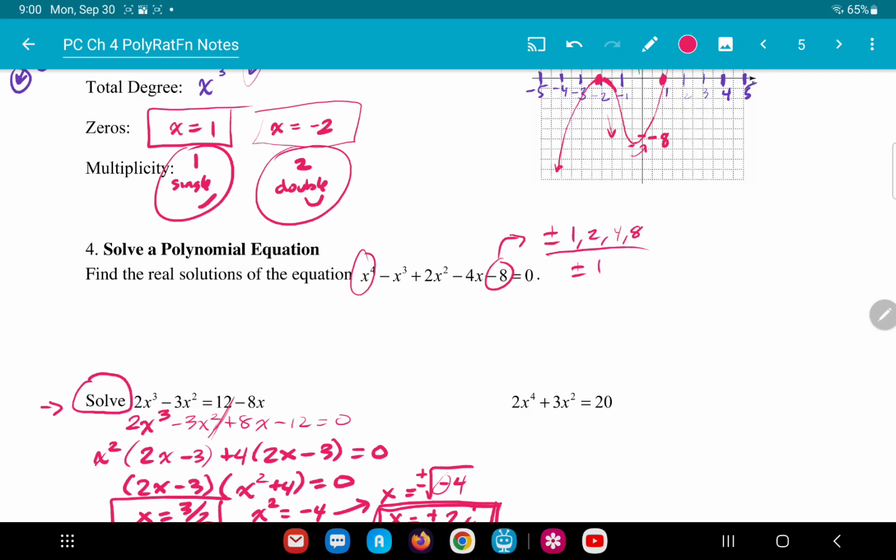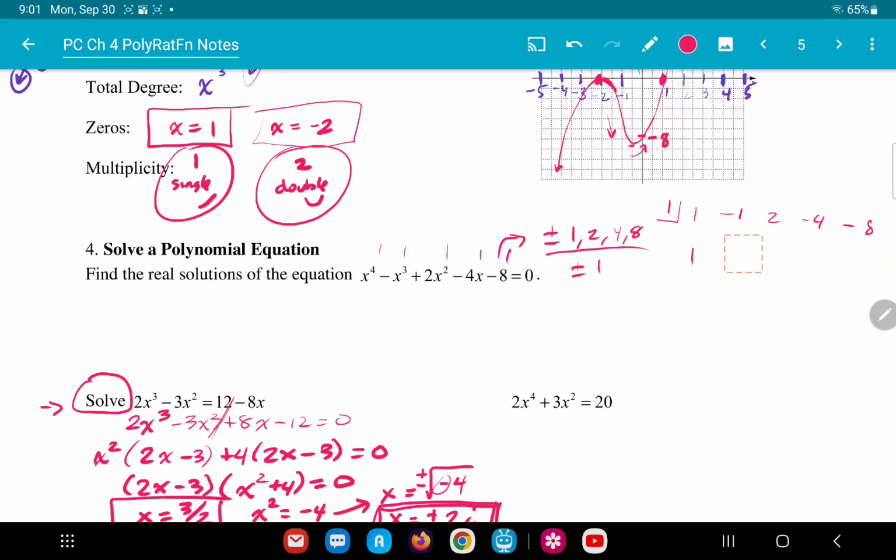So we have our coefficients of 1, negative 1, 2, negative 4, and negative 8. I notice that there's no missing terms here. I've got degree of 4, degree of 3, degree of 2, degree of 1, and then a constant. So I don't need to fill in any placeholders of 0. All right, let's give it a try. Let's do 1. 1, 1, 0, 0, 2, 2, negative 2. Nope, that's not going to work.